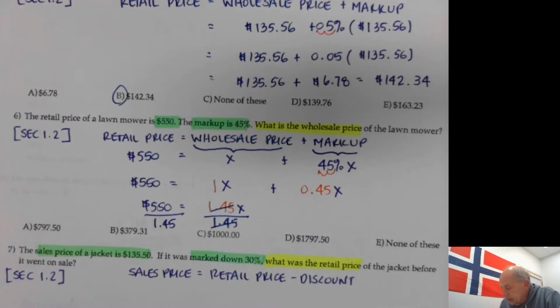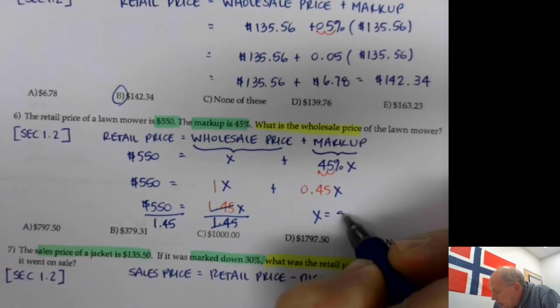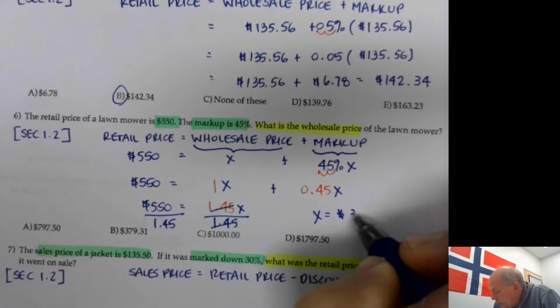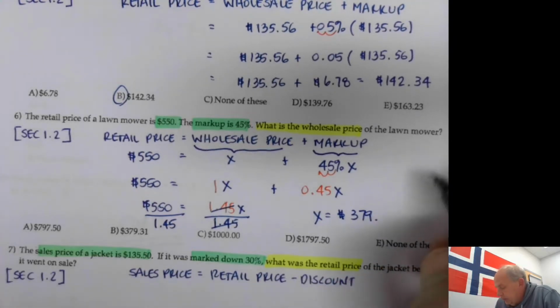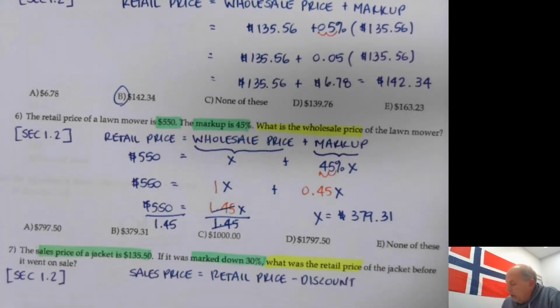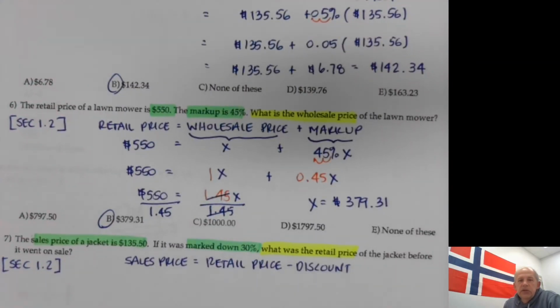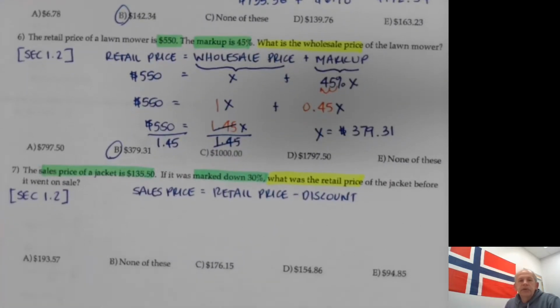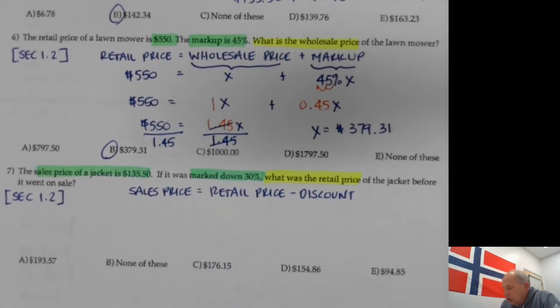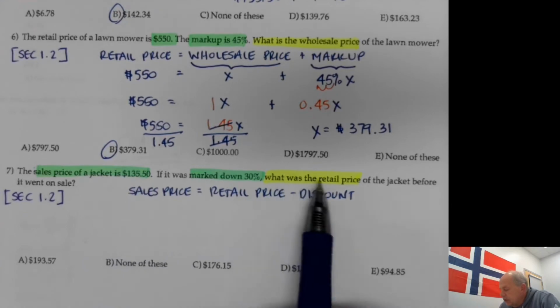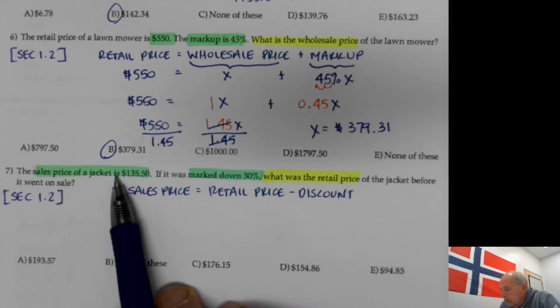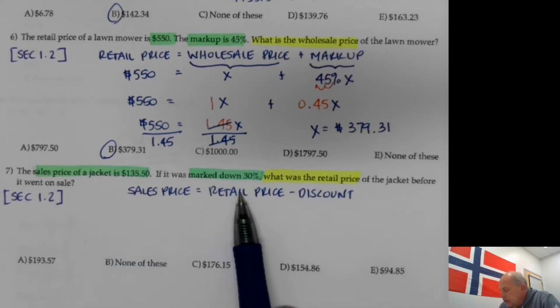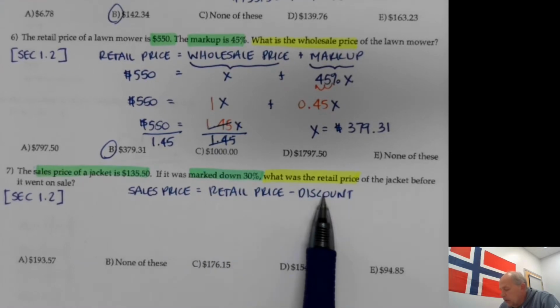Those are going to cancel out. So the price that Lowe's paid for this lawnmower was $379.31. They marked it up to us at $550. So there's your answer for number 6. Number 7, another problem from section 1.2. This was a sales price problem. I want to find the retail price after it was marked down 30%.